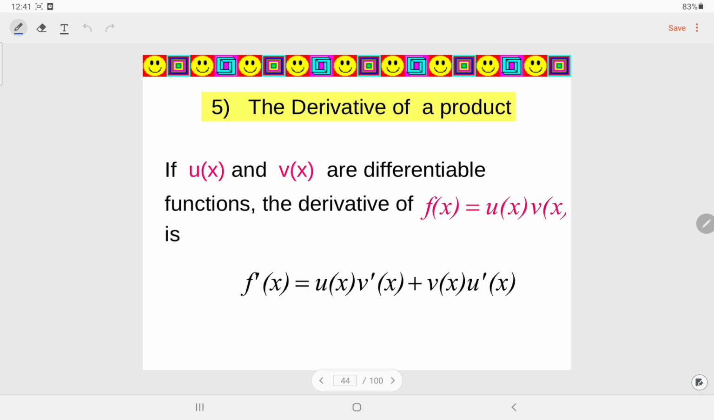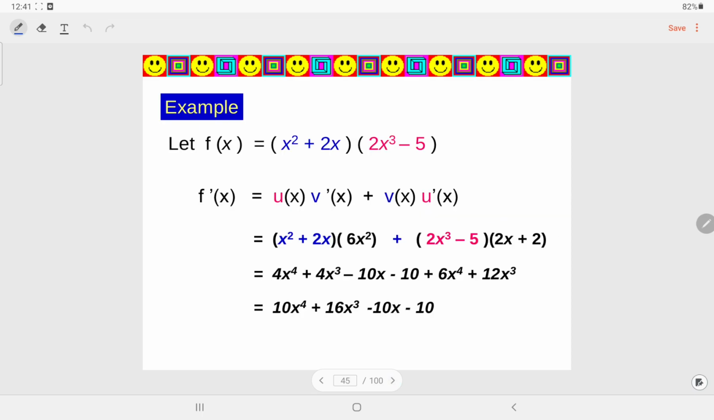The derivative of a product, okay, if u of x and v of x are differentiable functions, the derivative of f of x equal to u of x times v of x, such that f prime of x equal to u v prime plus v u prime. Okay, the product rule. We need to memorize u v prime plus v u prime.